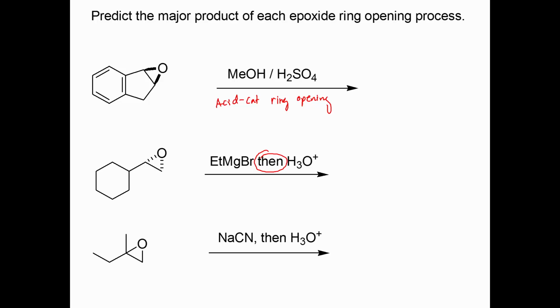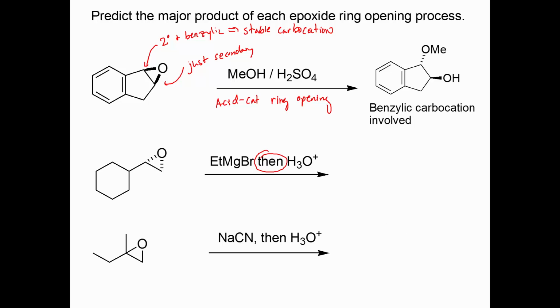Okay. If we look at the two positions, we have this one secondary and benzylic. This is just secondary. Benzylic generates a relatively stable carbocation, we'll say, not stable enough to isolate, but kind of like tertiary. So we would predict that we would get that compound with a very high degree of regioselectivity.